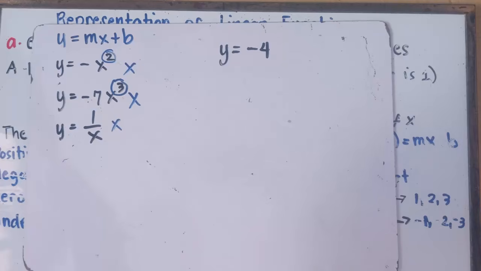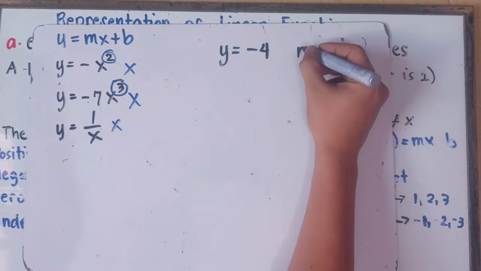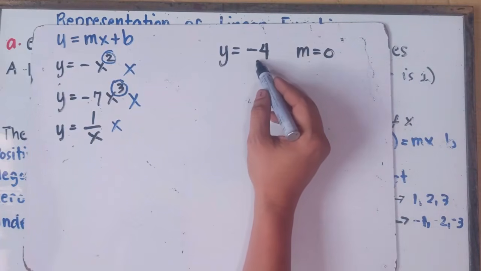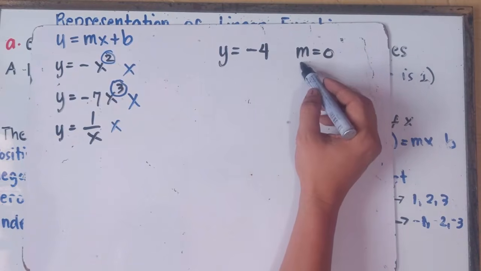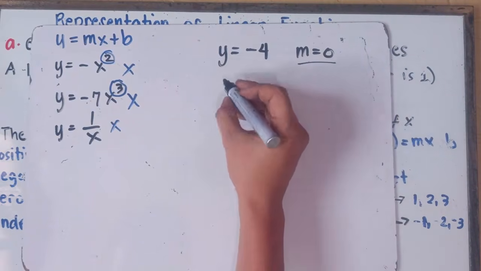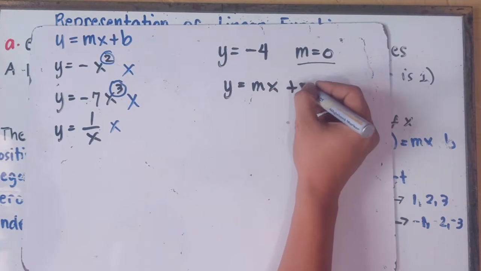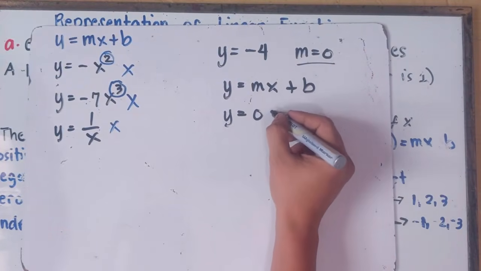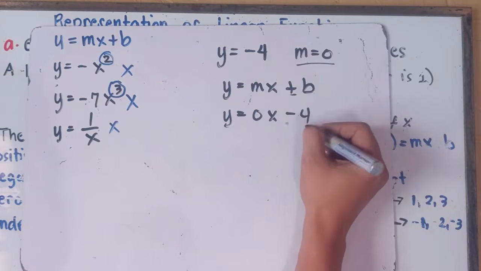Now, you'll be asking question, why is that, sir? You don't have the value of m. Now, if you didn't see m, class, automatic, m is equal to 0. Once again, if you have the y-intercept, so y-intercept is negative 4, but you didn't see m, automatic, your m is 0. Because you can write this one y equals mx plus b. So you can write y equals, your m is 0, and then x. Once again, your y-intercept, that would be negative 4.